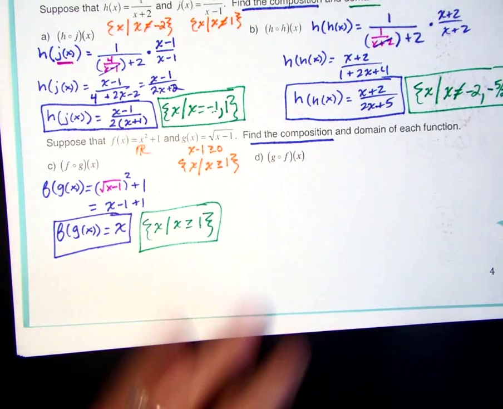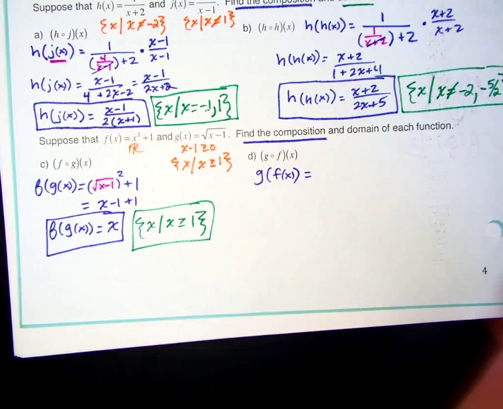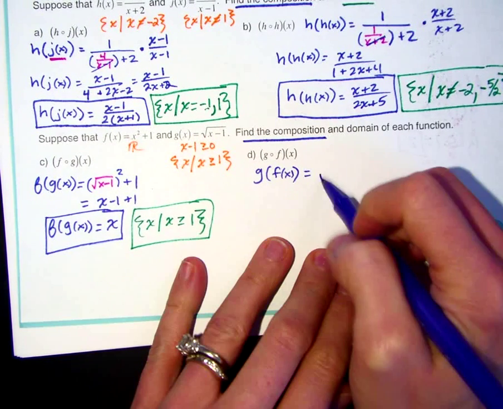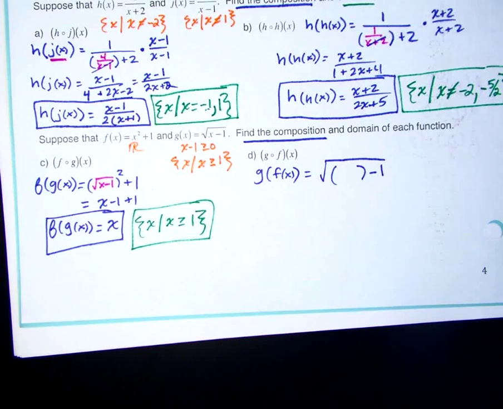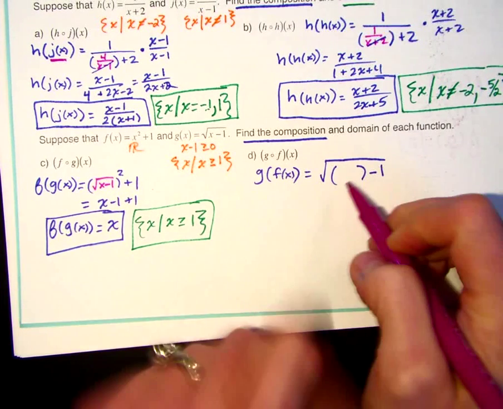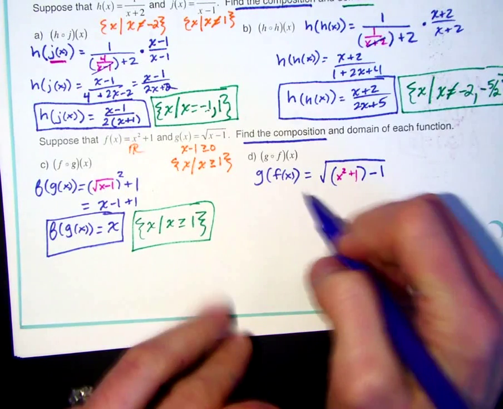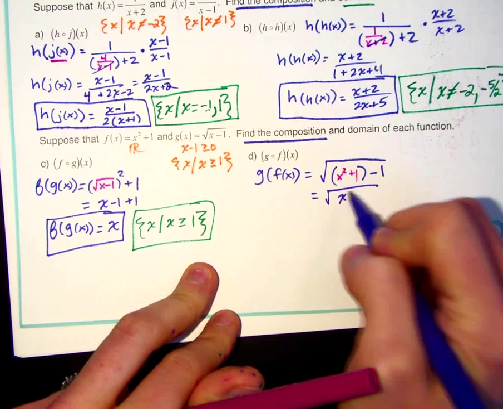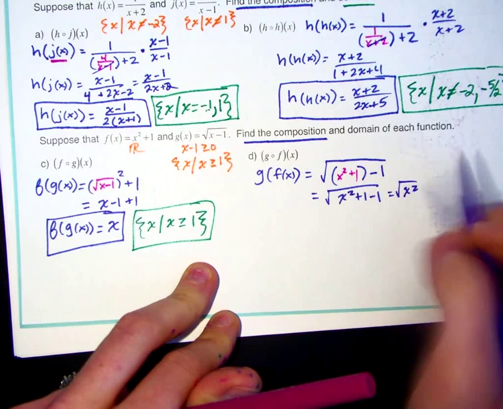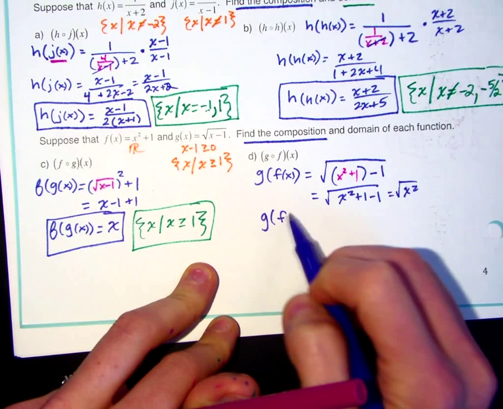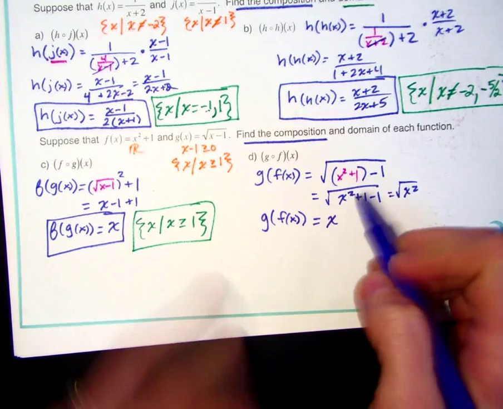So for g of f of x, for g, I have the square root of parentheses minus 1. What goes inside the parentheses here? X squared plus 1. So then I'm left with the square root of x squared plus 1 minus 1, which is the square root of x squared, and therefore g of f of x equals x.